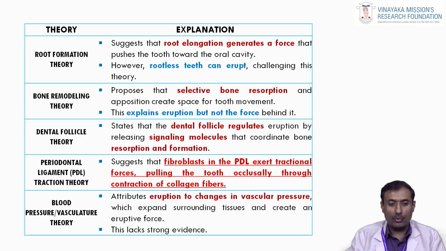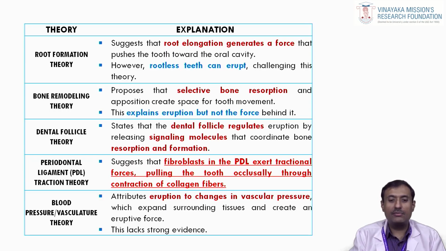The next is the bone remodeling theory. As I mentioned before, there is osteoblastic activity, which causes the deposition of bone in the proposed periapical area, and we have the occlusal aspect where resorption occurs. So in this area, there is selective bone resorption, but however this theory cannot explain what is the source or the reason for the force behind this tooth to be pushed into occlusion.